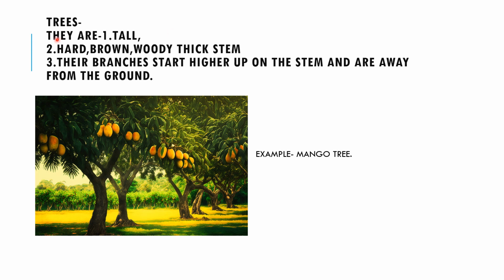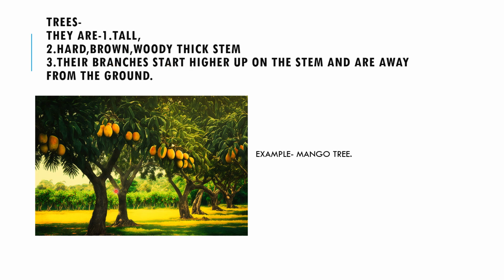So let's start with the trees. As is clear from the picture, this is a mango tree. Let's focus on the diagram and see the different features of the tree. First, they are tall. They have a hard, brown, woody and thick stem.